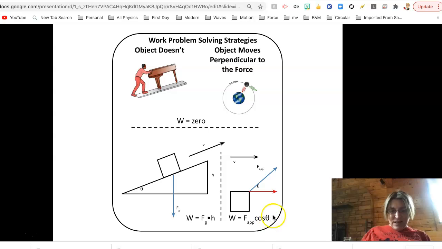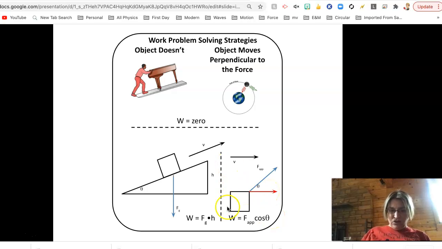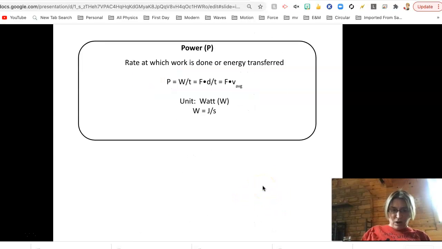Oh, and I forgot the D. There's supposed to be a D down here, and for some reason that's not there. So this should say work equals force applied, cosine theta, times the distance, and for some reason that didn't get transferred, and I'll have to fix that. So one of the formulas for work that you'll see is F cosine theta times D. And that's because of this idea that only the one component is actually doing the work in this case.